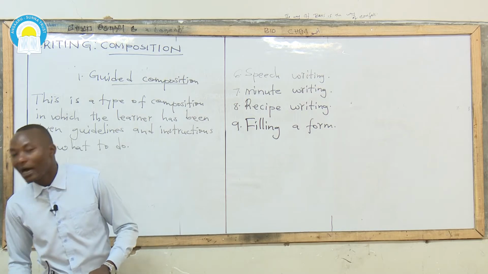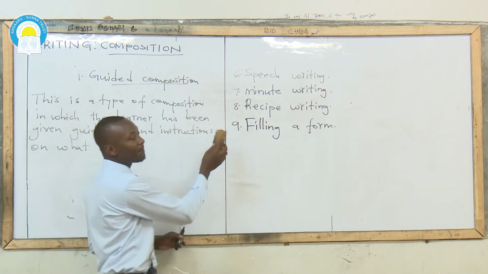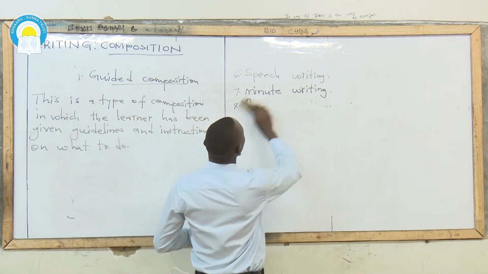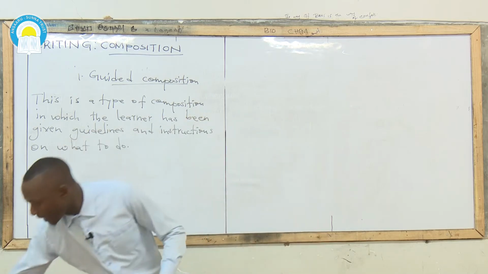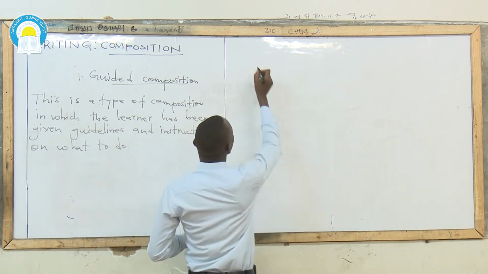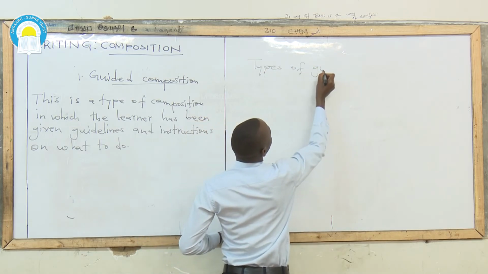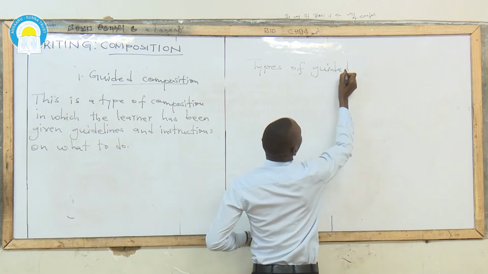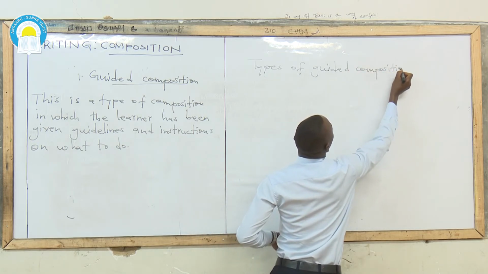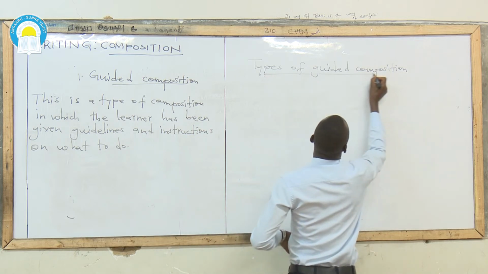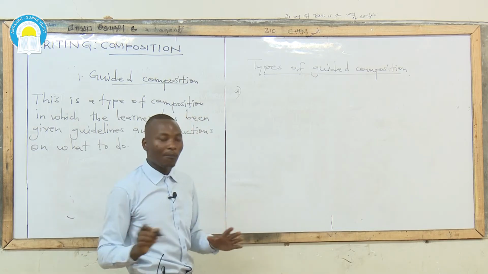Number 1, we have got the started composition. So I'm talking about types of guided composition, or examples of guided composition. I'm saying that there are 4 types of guided composition. Number 1, we have the started composition.